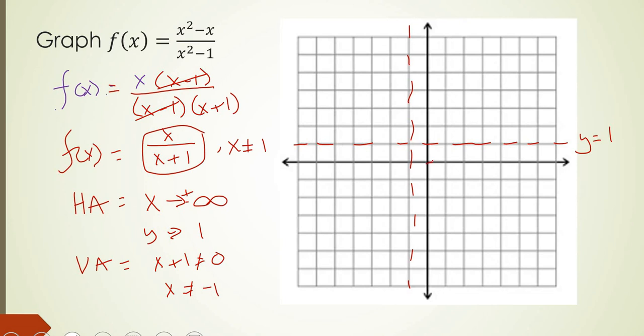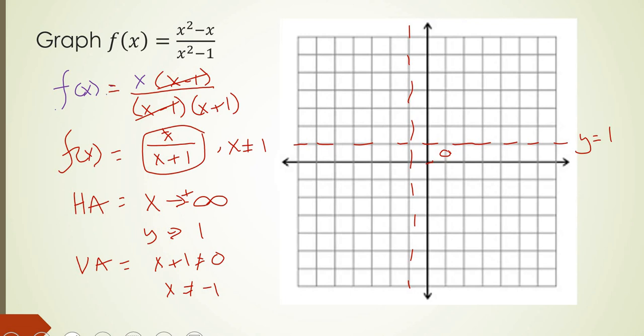When x is 1, oh, I can't use 1. But this function looks like I can use 1. If I plug 1 into here, I get 1/2. What I'm going to have to do here is put an open circle. So at 1, looks like we should have the value 1/2, but we really have an open circle there because of our original domain restriction.